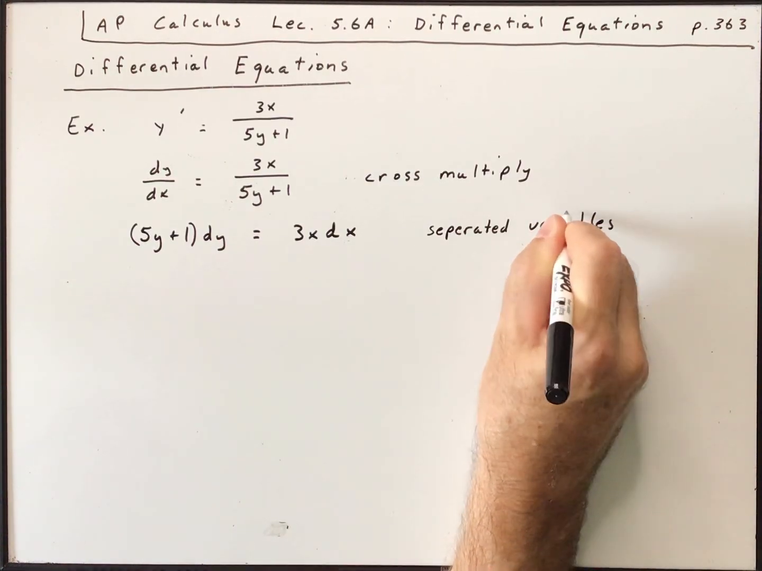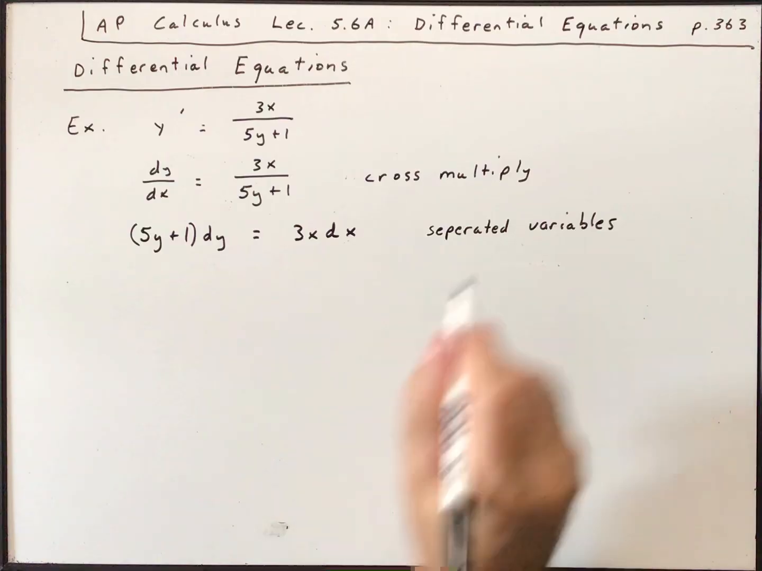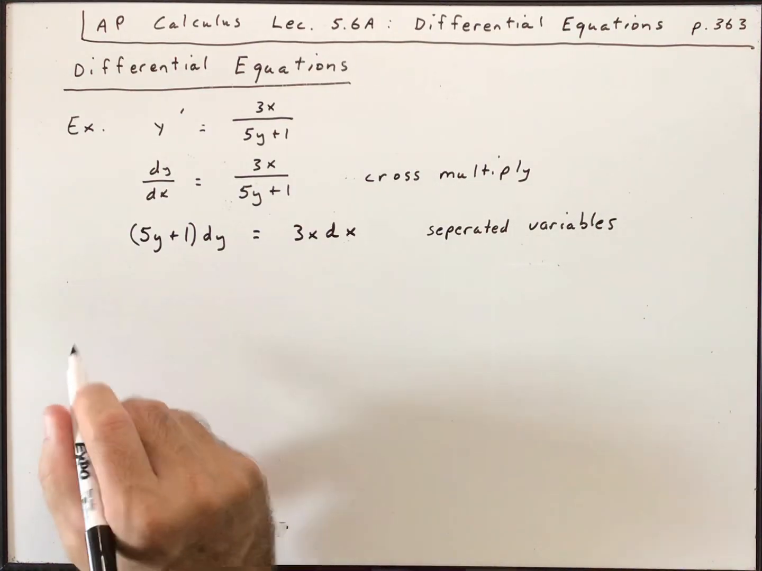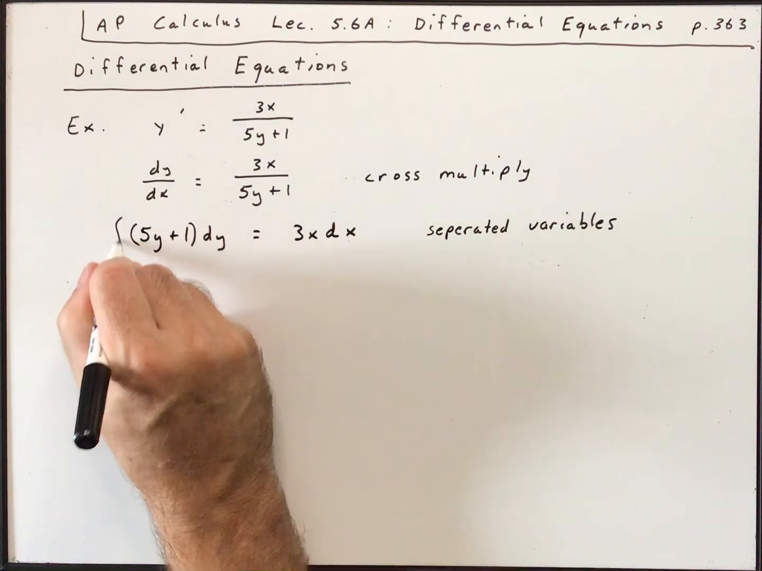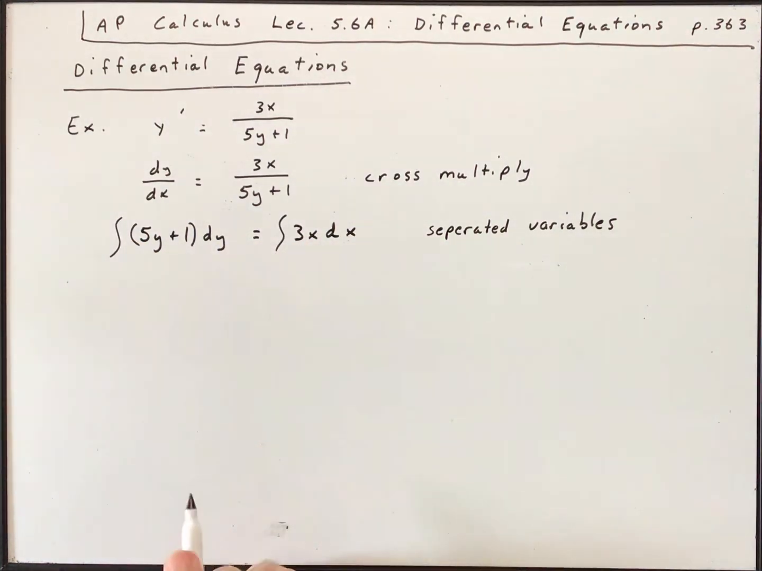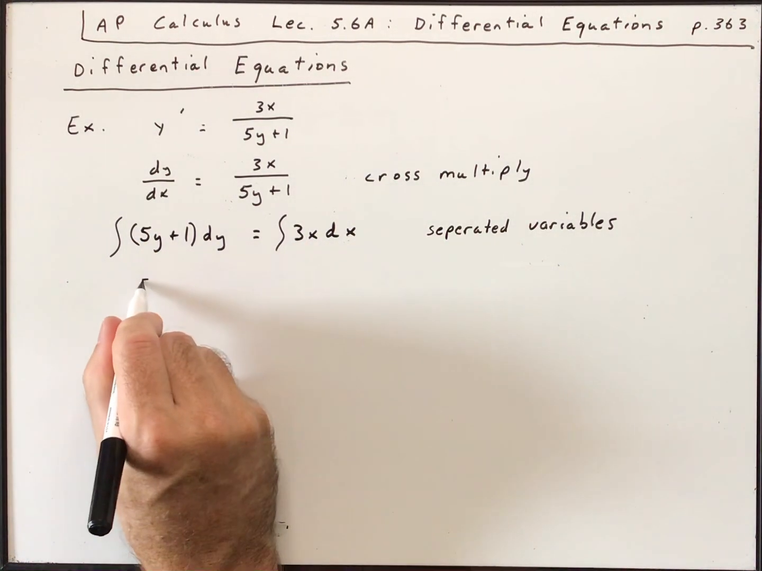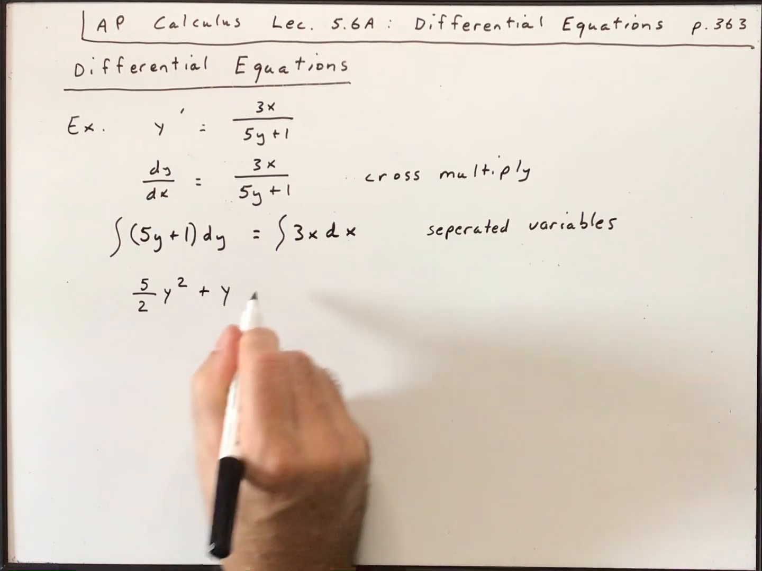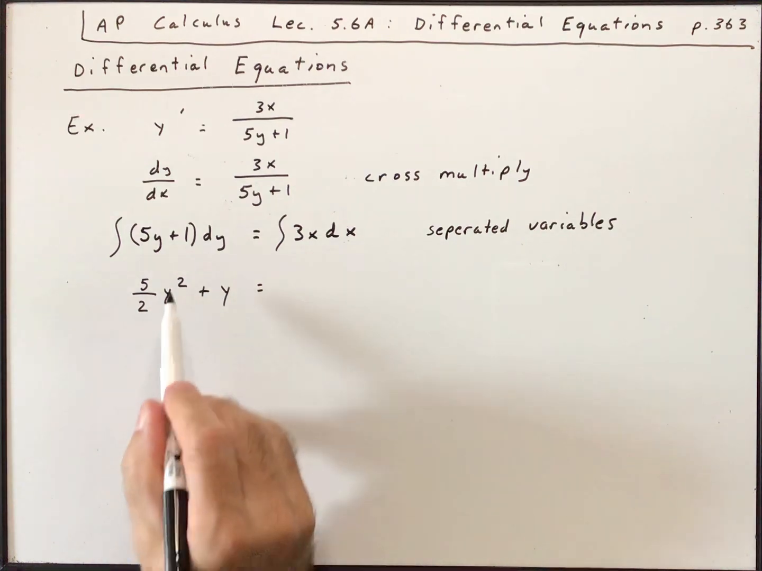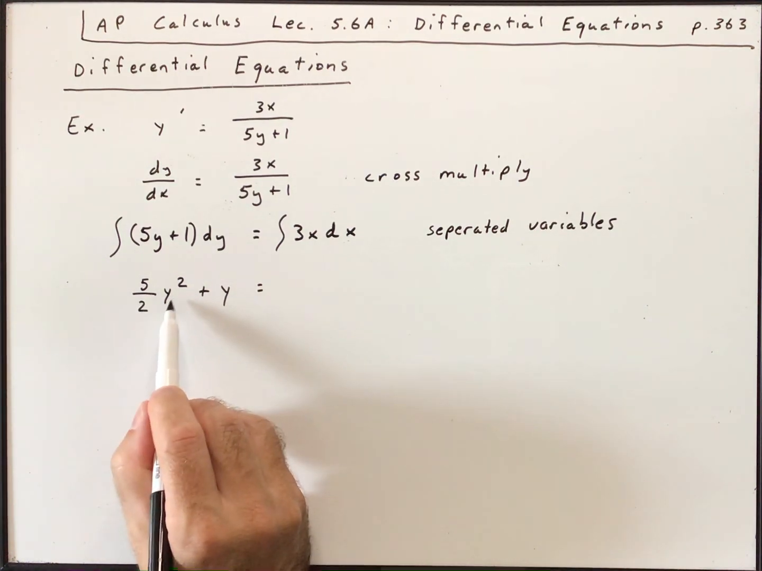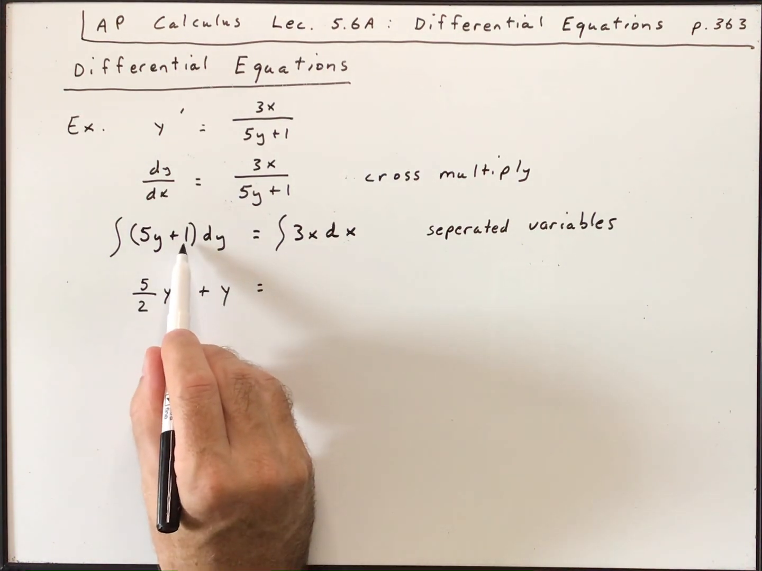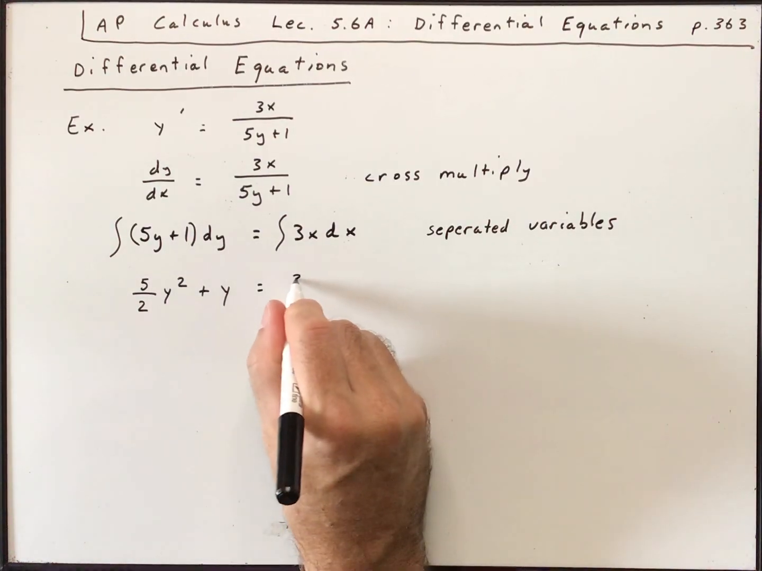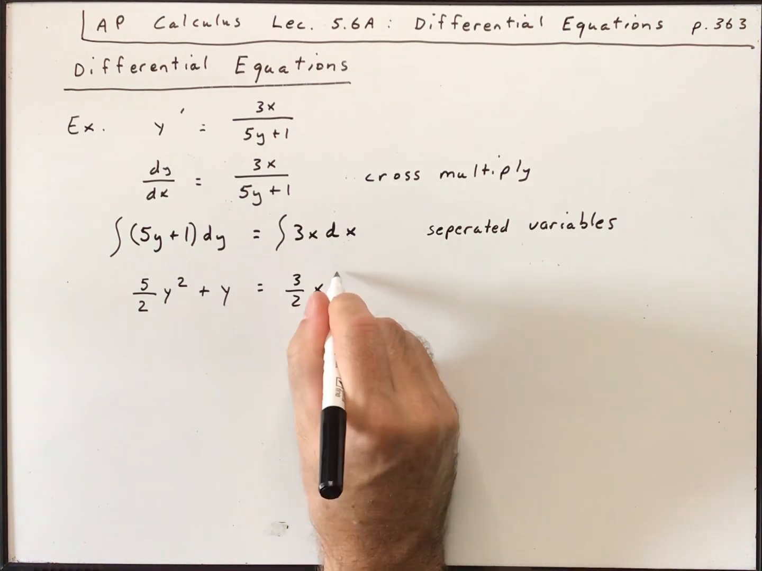Sometimes it can be a lot of work algebraically to separate the variables. You will have one like that on your homework, number 6, which we'll talk about. Now after we've separated the variables, let's integrate both sides. So this would be 5/2 y squared plus y, right? Let's double check that. 2 times 5/2 would be 5 times y. The antiderivative of 1 is not 0, it's y. Be careful there. And we would have equals 3/2 x squared plus c.